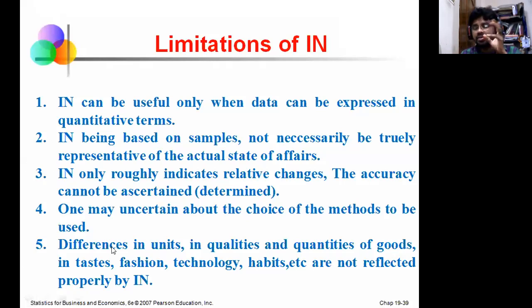And when we consider units, if you take the difference in units, qualities and quantities of the commodities, taste, fashion, technology, habits are not reflected properly by the index number. For example, if you take quality, some people may use a different oil, for example sunflower oil or some other oil. Some people may use coconut oil for cooking purposes. Some people may use groundnut oil. Some people may use sunflower oil. So which one is the quality? If I ask you how many kgs you are going to use per month, simply you may say 5 kgs.